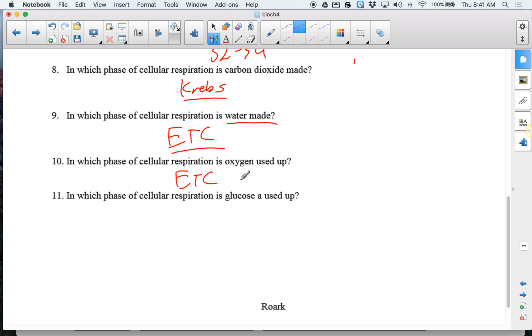And then finally, Nick, where do we use up glucose? Glycolysis. Because remember, what does glycolysis actually mean? Yeah, splitting glucose. When you know your Latin roots, it makes it easy.